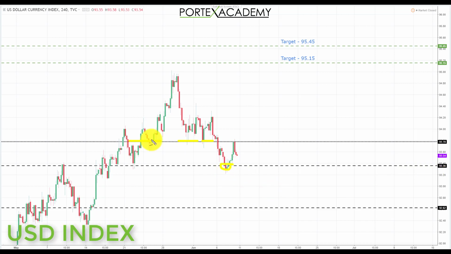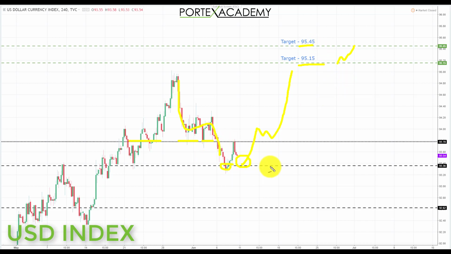So overall, we are still viewing this as corrective. And as we start the week above the 93.36, this is another place to start to look once again for bullish formations and patterns, and a place which can push the US dollar index to the upside, looking first of all up towards the target and the next key area of resistance at 95.15. And if we can get a breakthrough there, up towards the next target and next key area of resistance to the upside at the 95.45.